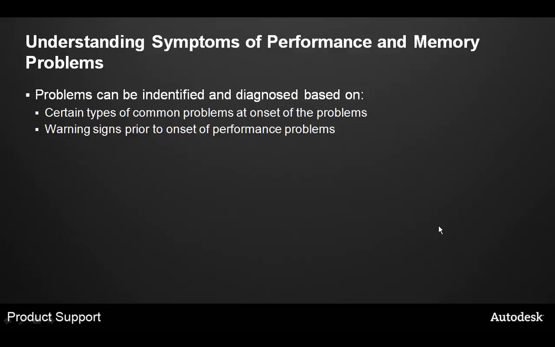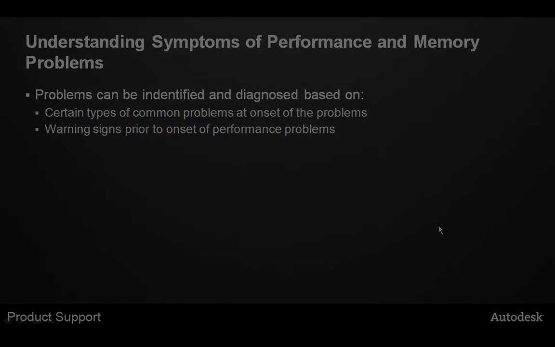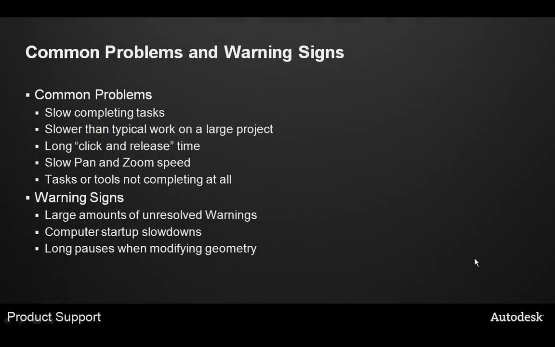Performance and memory problems can be identified based on two factors. The first being the actual problem that occurred, and the second, the warning sign that led up to that issue. Let's talk about some common problems and warning signs regarding memory usage and performance.